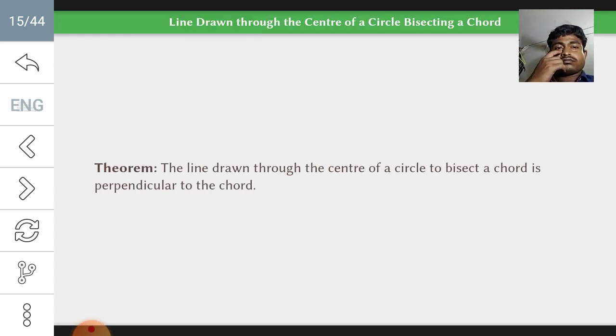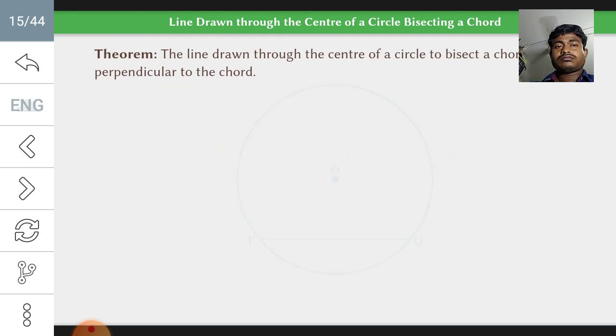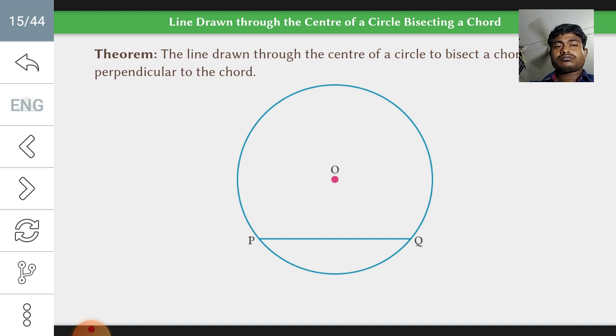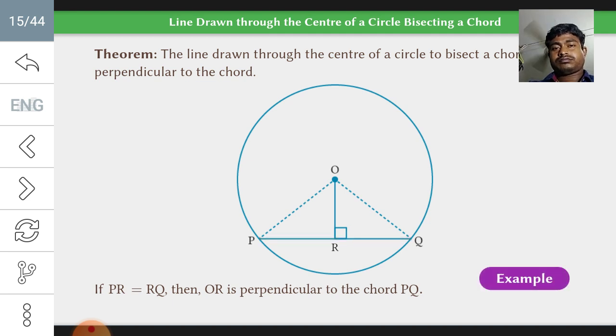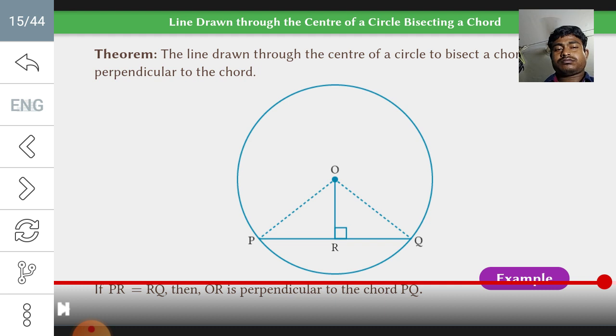The line drawn through the center of a circle to bisect a chord is perpendicular to the chord. Consider a circle with O as the center and chord PQ. If we draw a line segment OR from O such that it bisects the chord at R, that is, PR is equal to RQ, then OR is perpendicular to the chord PQ. Tap the button to understand this better with an example.